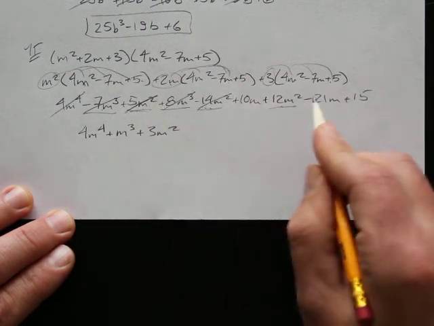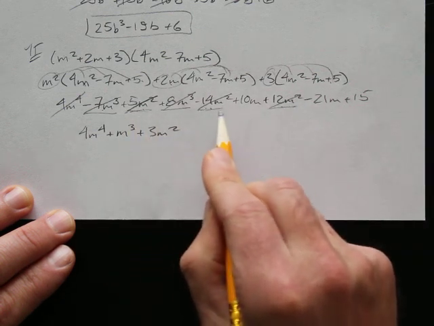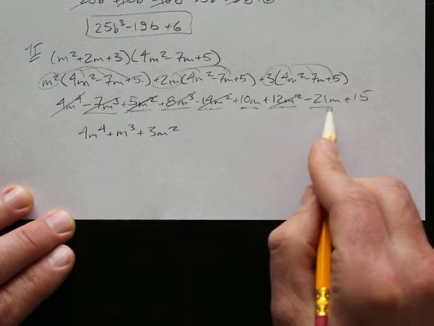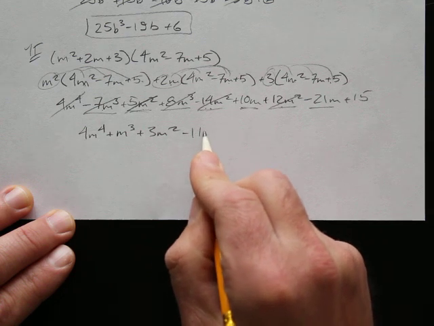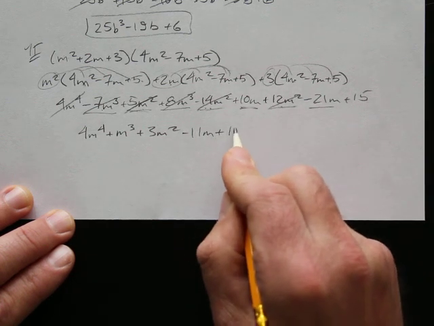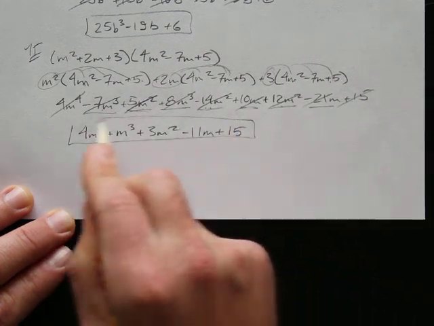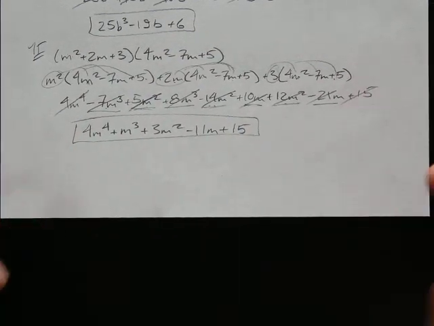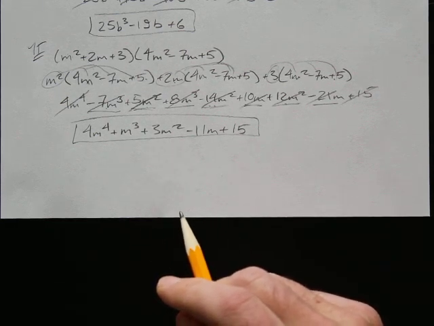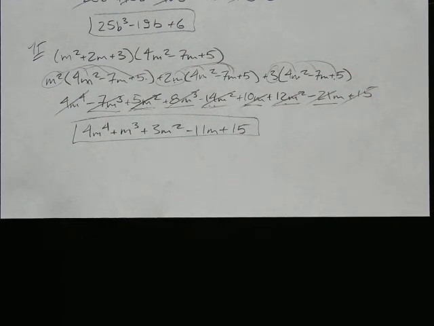Let's cross those squares off. Now I have just the m, 10m, negative 21m, negative 11m plus 15. There we go. And that's it for 8-3. Do a good job on the homework, people.